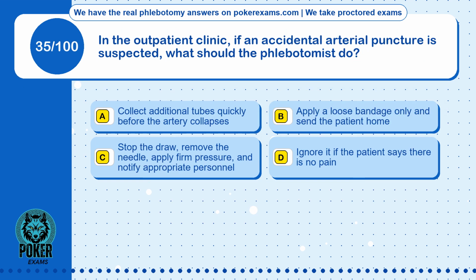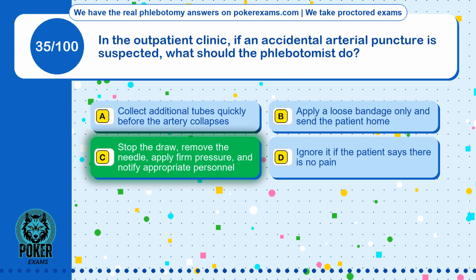Question 35. In the outpatient clinic, if an accidental arterial puncture is suspected, what should the phlebotomist do? Option A. Collect additional tubes quickly before the artery collapses. Option B. Apply a loose bandage only and send the patient home. Option C. Stop the draw, remove the needle, apply firm pressure, and notify appropriate personnel. Option D. Ignore it if the patient says there is no pain.